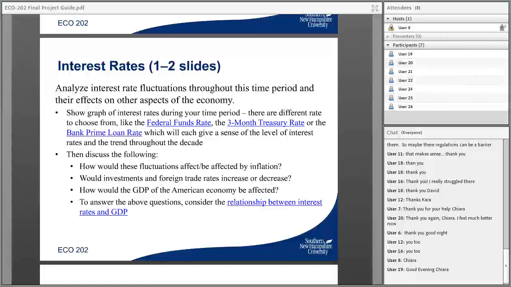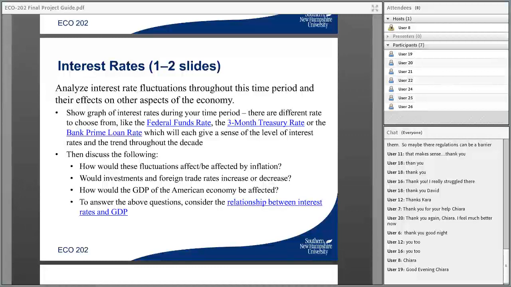The last element of milestone 1 was the interest rates. So for the interest rates, you had to provide a chart that showed interest rate trends, and you had to explain how changes in interest rates can affect inflation, foreign trade rates, GDP, investment. So there was a very specific list on the rubric of these 4 elements. You provided information in the speaker notes.